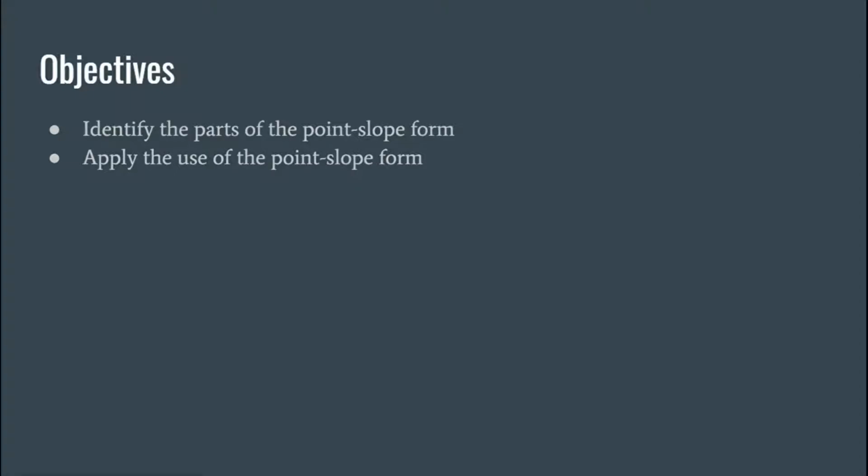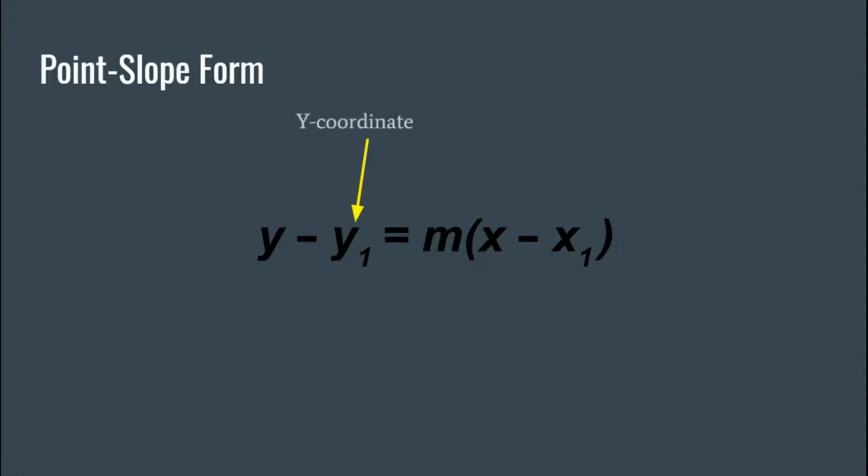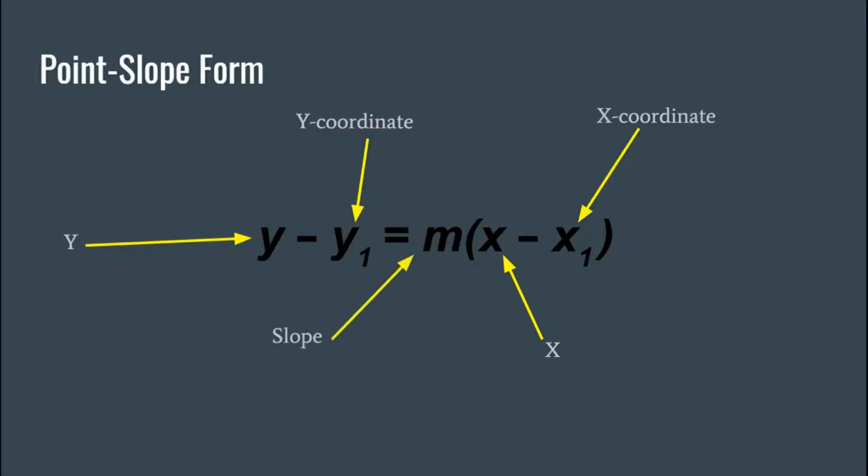Okay, so point slope form. This is what it looks like, and I know what you're thinking. This is weird. But let's go through the parts. This right here is where you're going to substitute in your y coordinate, y sub 1, your x coordinate, x sub 1. This x stays x, this y stays y, and this m, as you recall from the slope video, is our notation for slope.